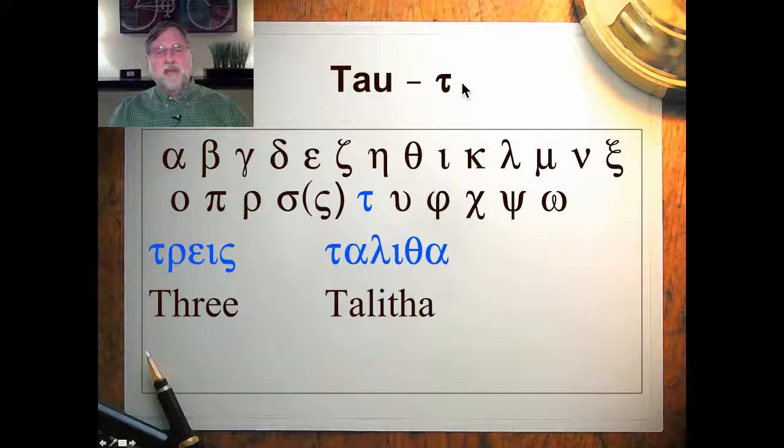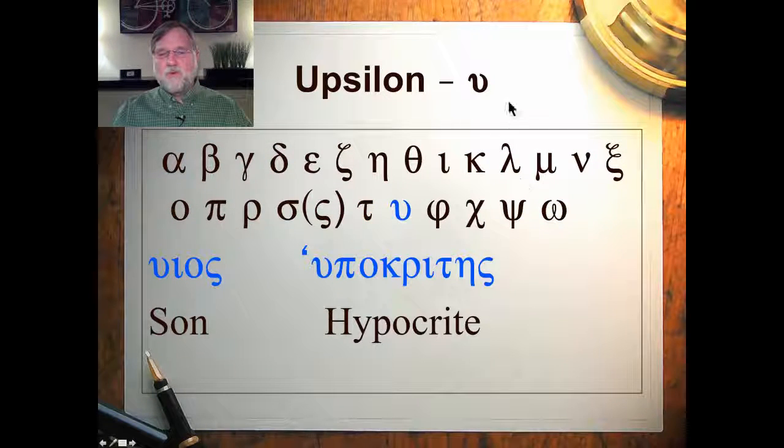Tau, exactly like our T, but they pronounce it tau. Two words for that are treis. If you know Spanish, you already know what that means. It means three. Treis or talitha. And this is a lady's name or a girl's name, maybe, depending on where you're reading in the New Testament. But talitha, the tau. So that's a tau. Go ahead and write those down several times. Next one, Epsilon.